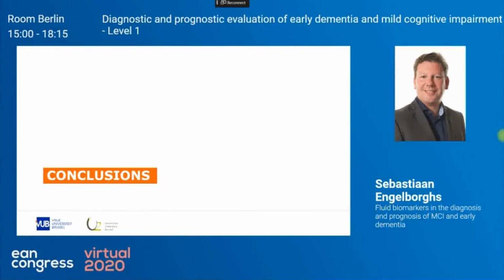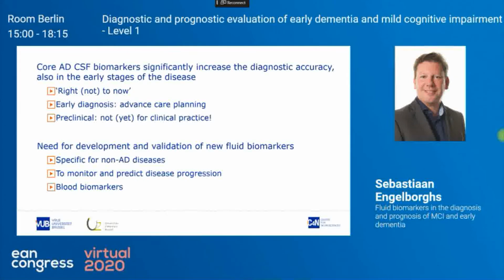What can we conclude with regard to the fluid biomarkers for MCI and early dementia? We now have core AD-CSF biomarkers that are very well validated and that significantly increase the diagnostic accuracy, also in the early stages of the disease, being the earliest symptomatic stages, the mild cognitive impairment stage of Alzheimer's disease. However, we may not forget that these are biomarkers for Alzheimer's disease, and that we do not have the biomarkers yet to diagnose non-AD neurodegenerative brain disorders that can also cause mild cognitive impairment.